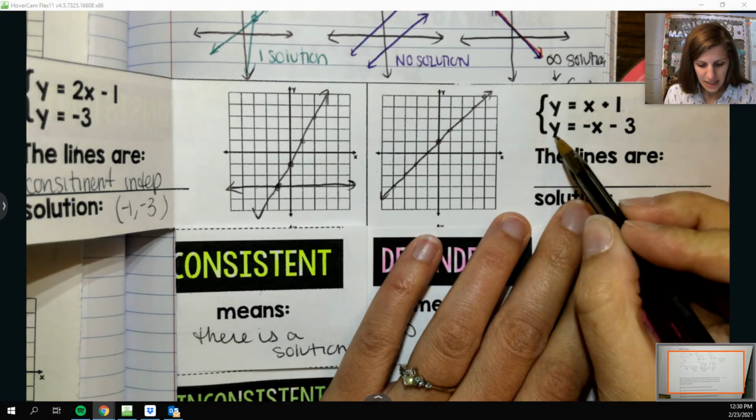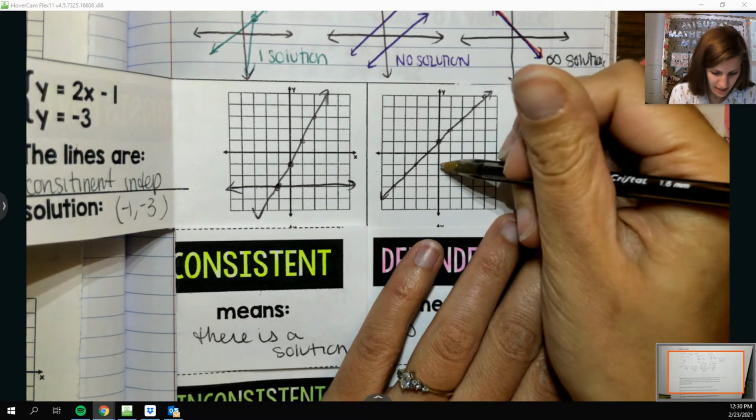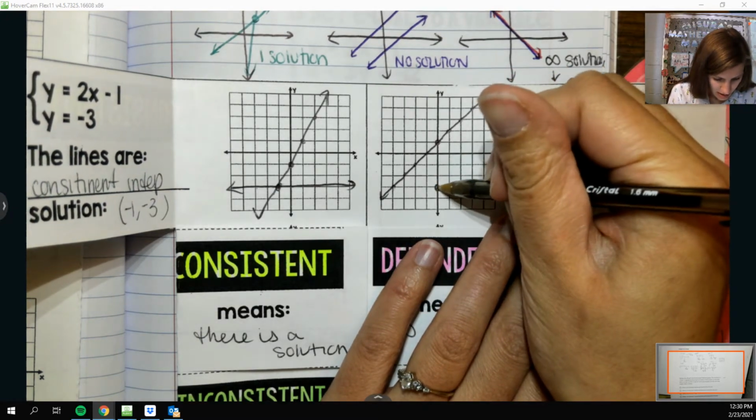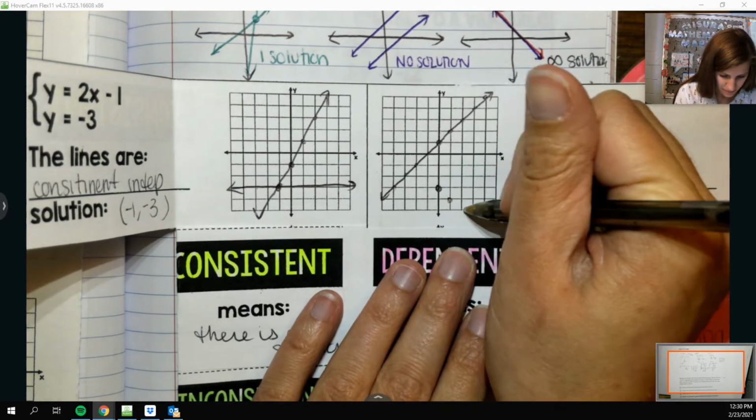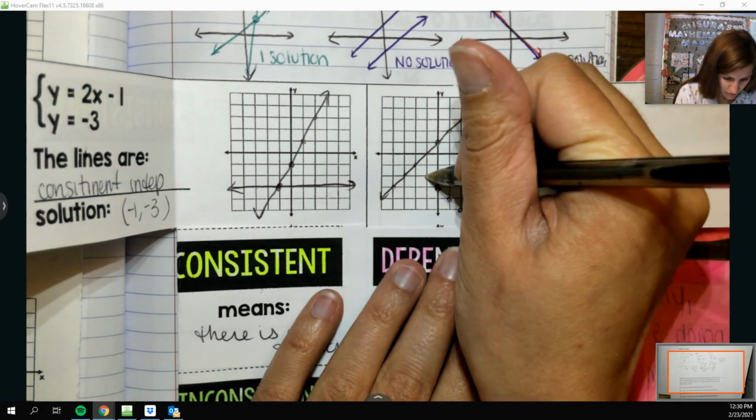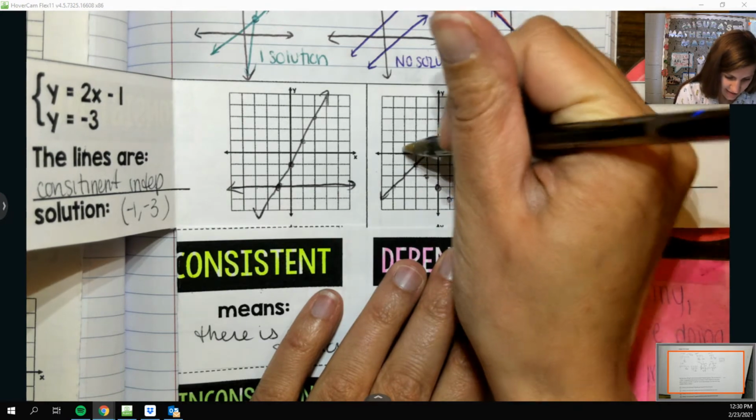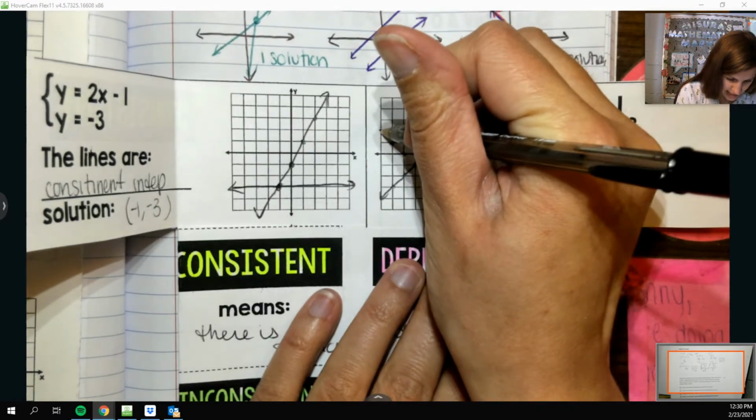So like this one here has a y-intercept of -3 and a slope of -1. So down 1 over 1 or up 1, back 1. See, and again, then I can see right where the dots are the same.